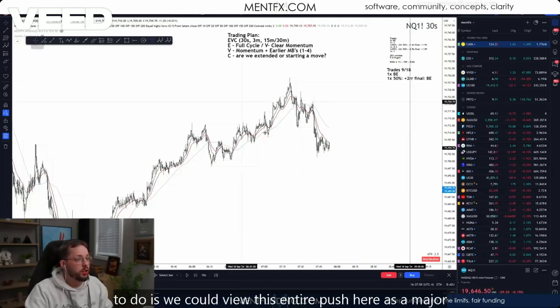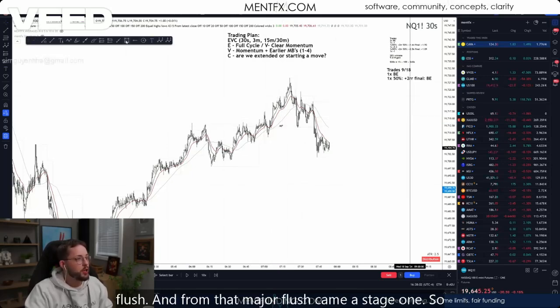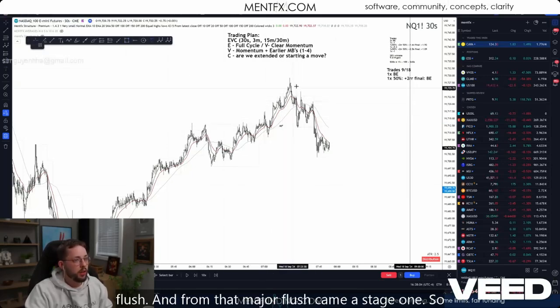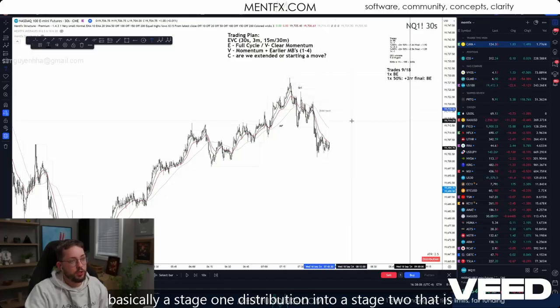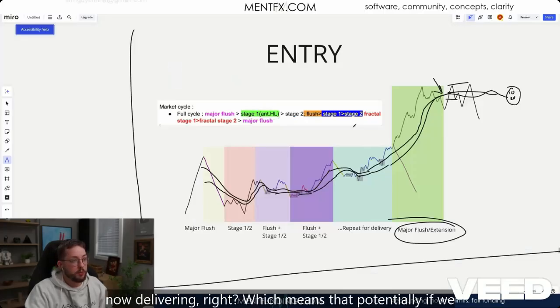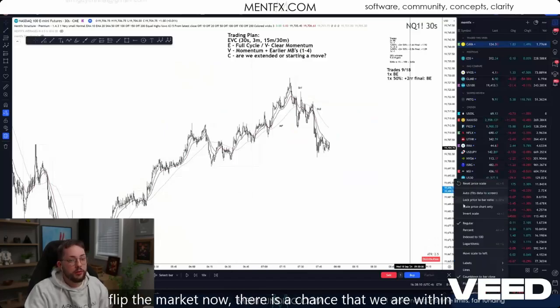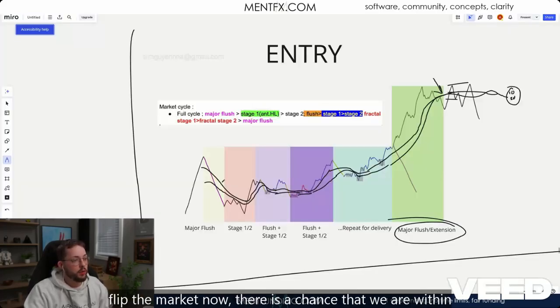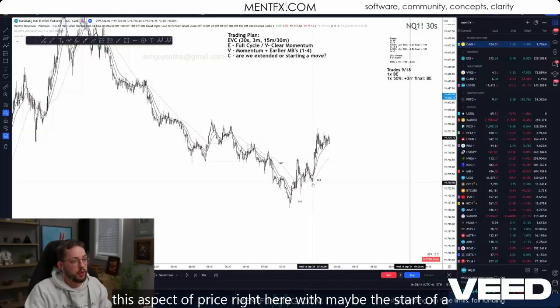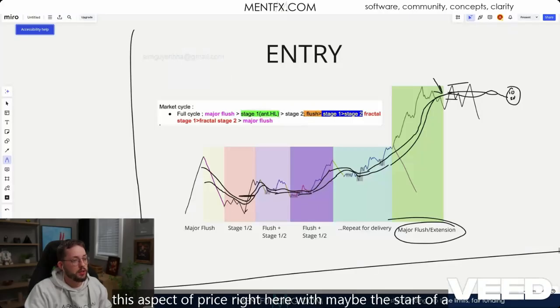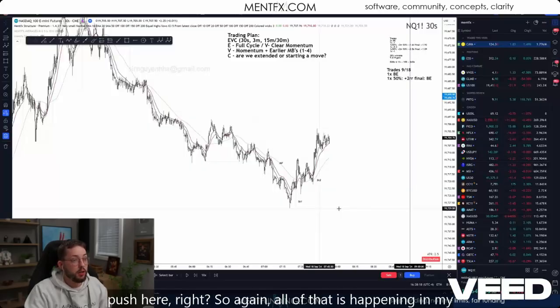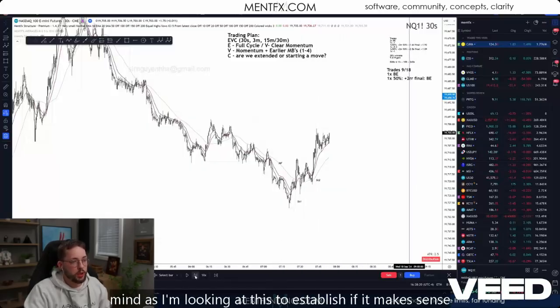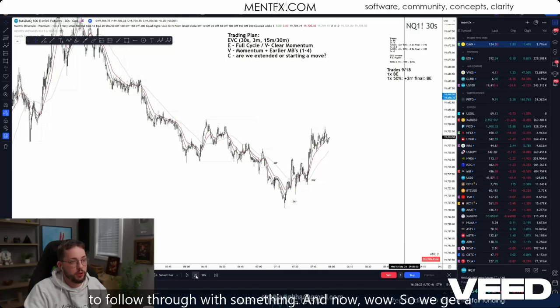So what we could start to do is view this entire push here as a major flush. And from that major flush came a stage 1. So basically a stage 1 distribution into a stage 2 that is now delivering, right? Which means that potentially, if we flip the market now, there is a chance that we are within this aspect of price right here, with maybe the start of a push here. So again, all of that is happening in my mind as I'm looking at this to establish if it makes sense to follow through with something.